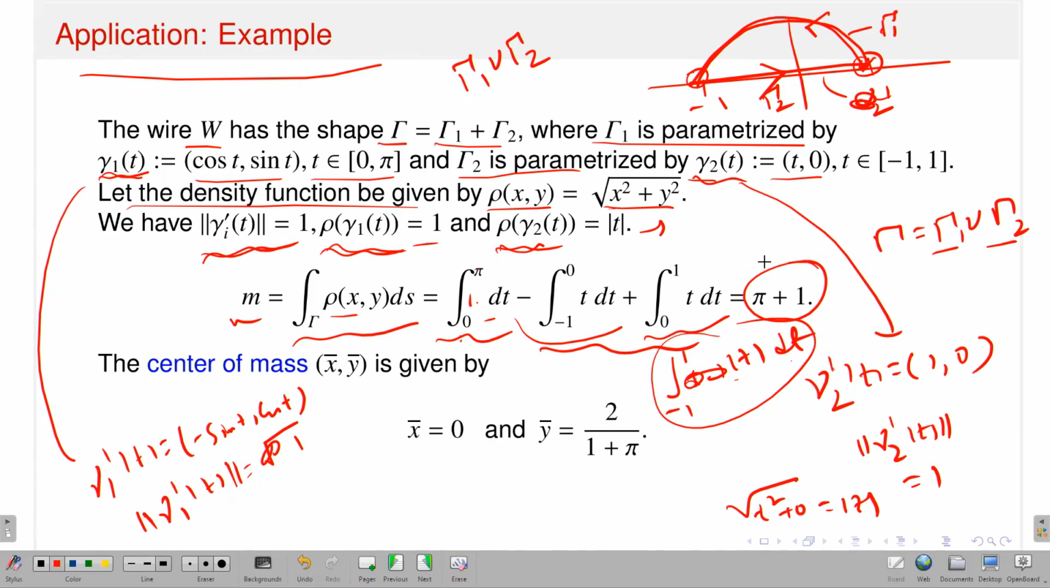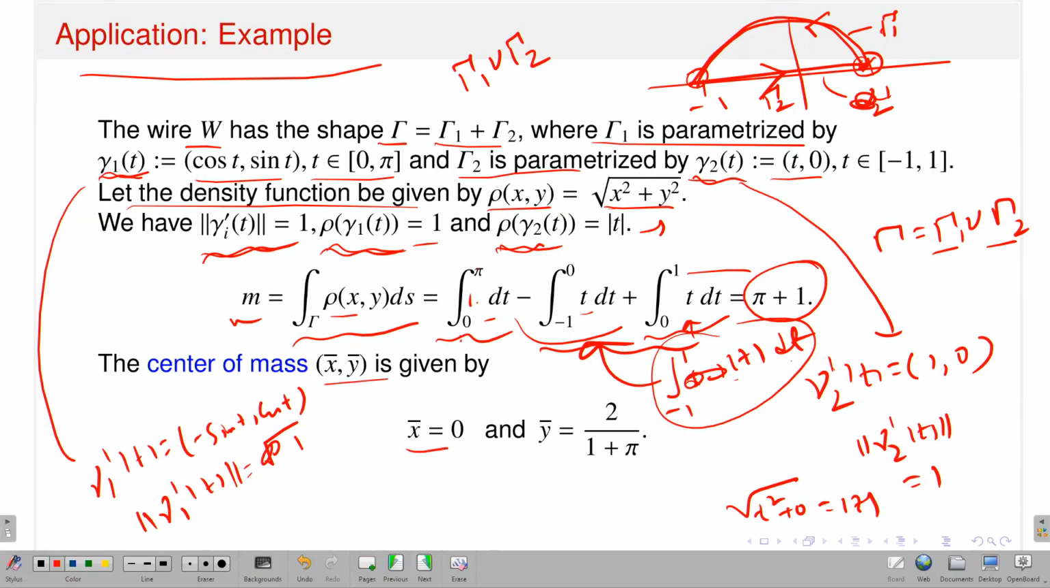Very simple, right? This breaks up as follows: if t is positive, that gives you the integral from 0 to 1 of t dt, and if t is negative, one negative sign comes out, minus the integral from minus 1 to 0 of t dt. You just calculate this integral, it will give you pi plus 1. Therefore, I am getting the total mass. Now, what is the center of mass?